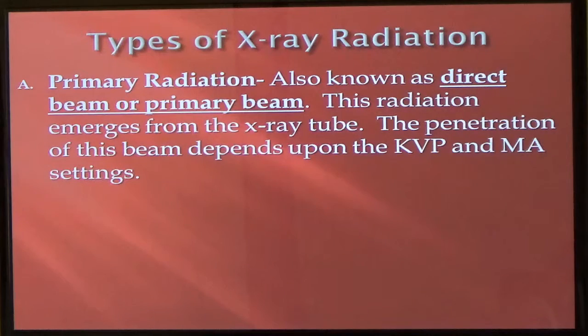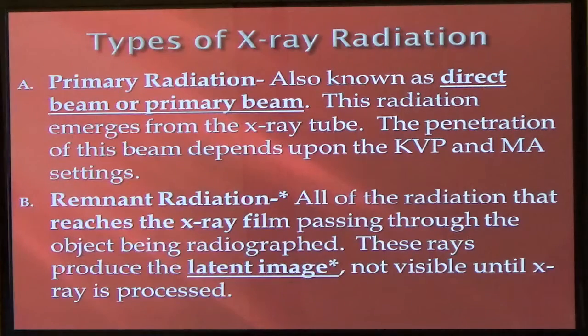This radiation emerges from the X-ray tube. The penetration of this beam depends again on the kilovolts, which is what's inside the head, and the milliamps, which is what's coming out of the wall. Okay, remnant radiation: all of the radiation that reaches the X-ray film, passing through the object and producing a latent image that's not visible until you develop it.